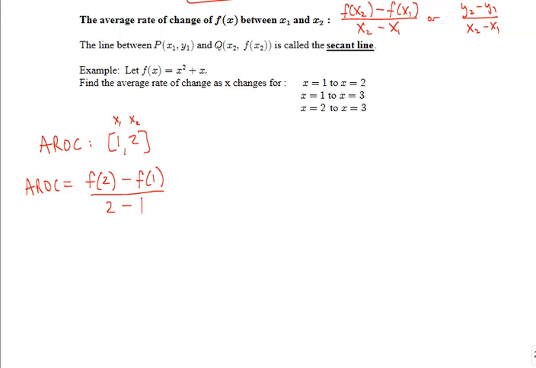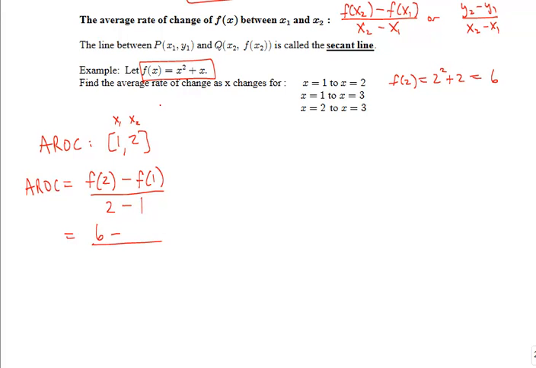So let's figure out what some of these function values are. How do I find out what f of 2 is? Well, here's our function right here. So f of 2 is going to be, and I'm just going to plug in 2 for x, 2 squared plus 2, which is 4 plus 2, or 6. So f of 2 will be replaced with a 6.